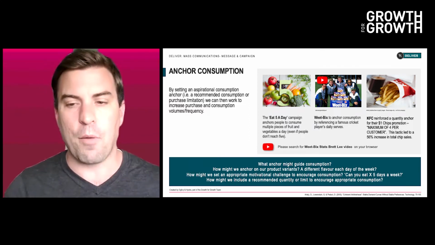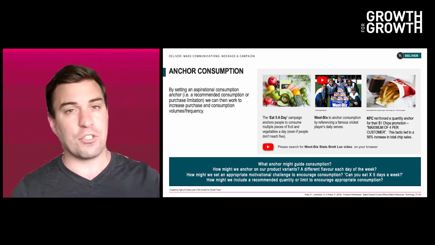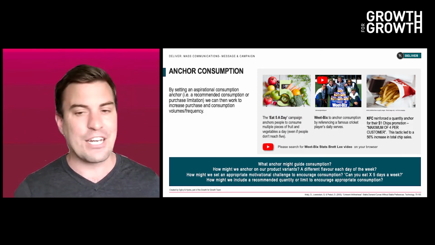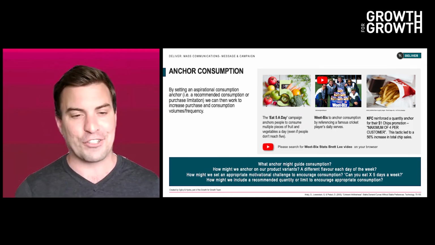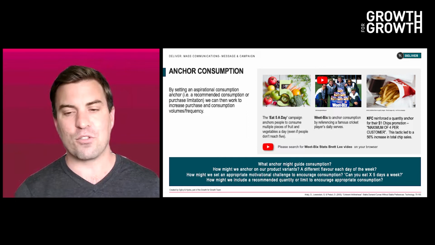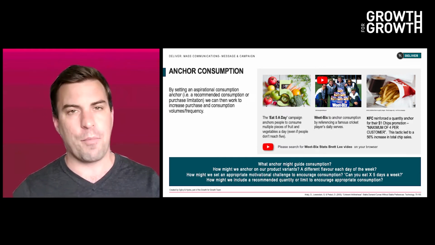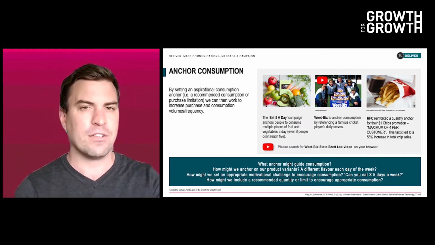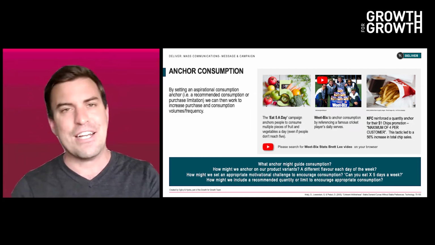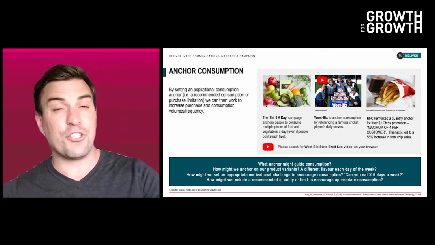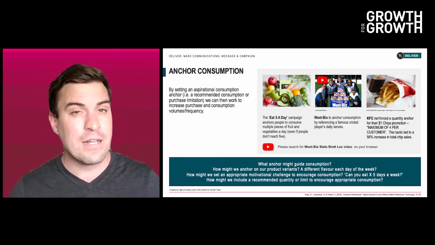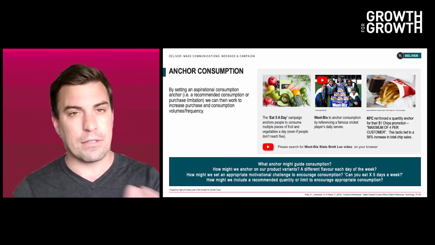How might we set an appropriate motivational challenge to encourage consumption? Just like Brett Lee with the Weet-Bix, can you eat it 5 days a week? Is that a challenge that we might set? It's a bit like the Special K challenge. And how might we include a recommended quantity or limit to encourage the appropriate consumption? Just providing a reference. Sometimes this can be really easy to do, but we fail to do it. Just providing an expectation or a reference of consumption can become an anchor point to boost it.